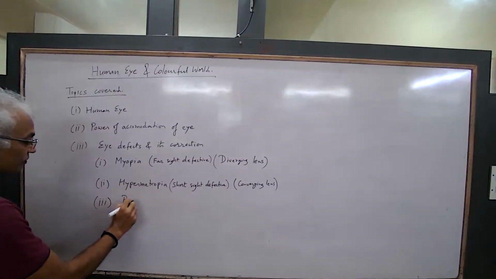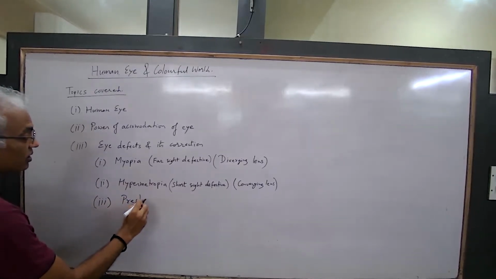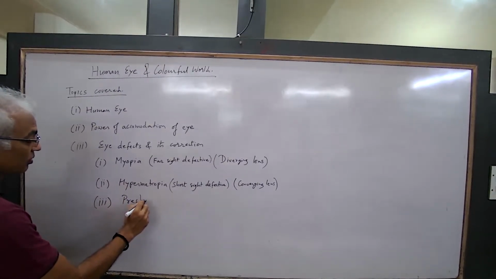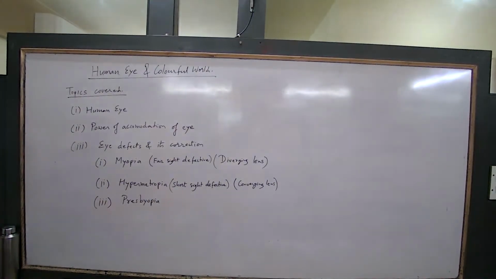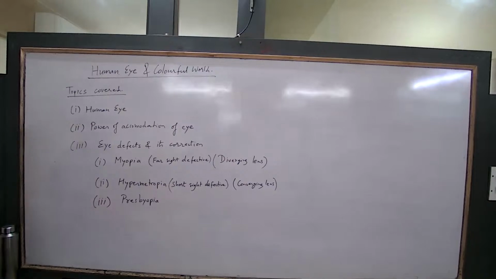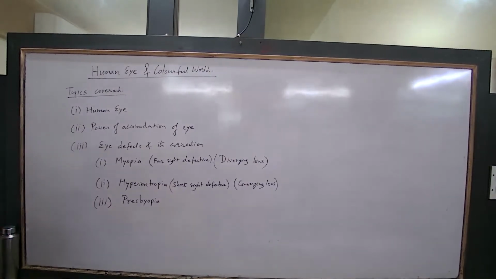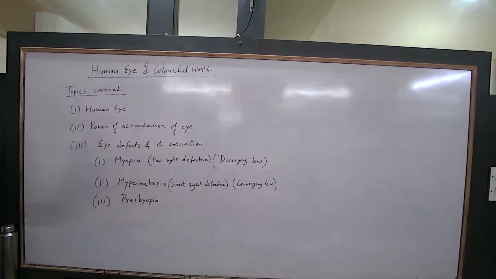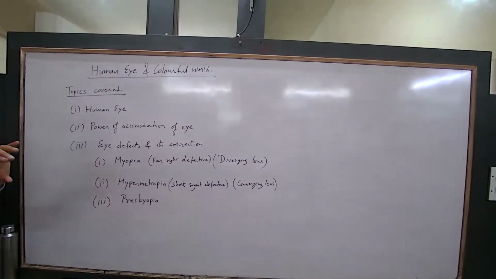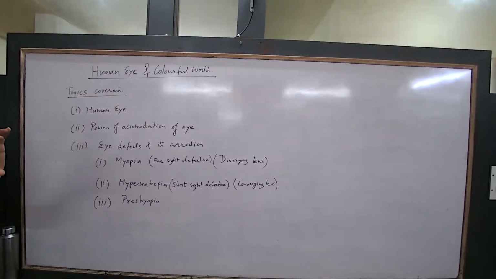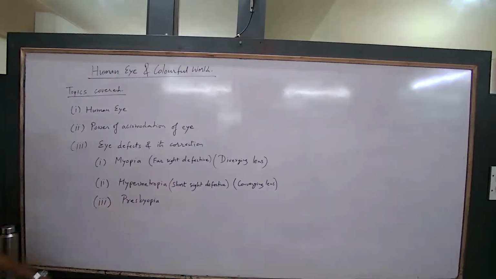Presbyopia. This is the spelling. Presbyopia. What is presbyopia? The ciliary muscles are not able to press the lens. Due to old age, the ciliary muscles become weak. Did we cover this? No. Okay.